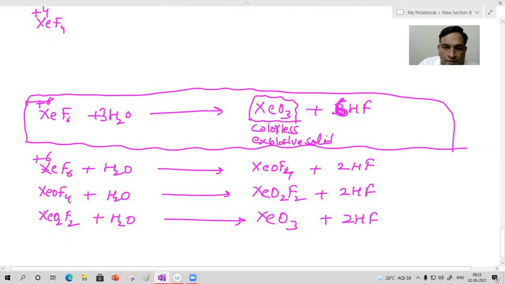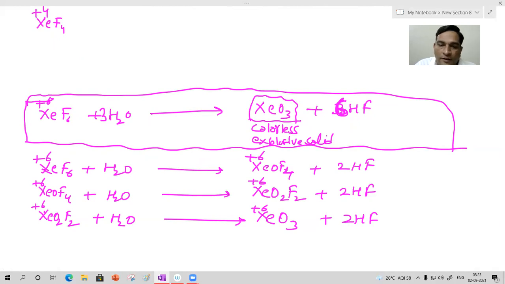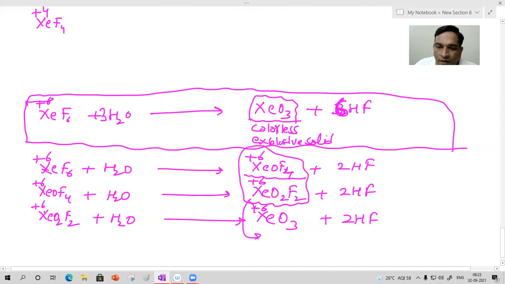Plus 6, plus 6, plus 6. That is, xenon does not change its oxidation number. Is that clear? Xenon does not change its oxidation number. The oxidation state of xenon remains the same, and these are the intermediates. Question can be asked in any way.